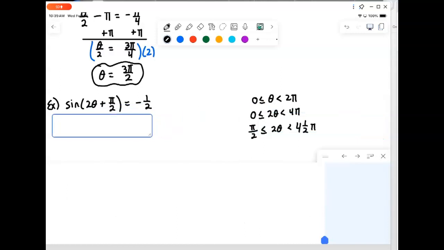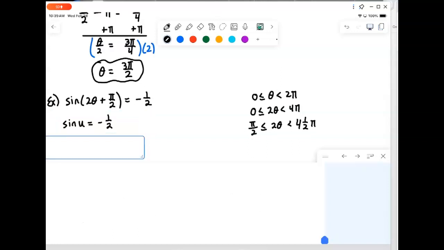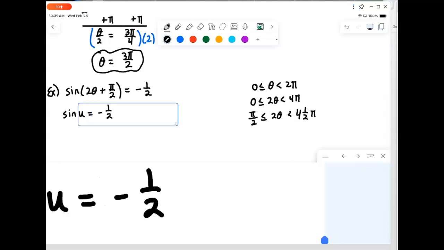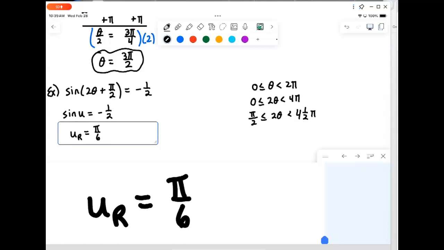Okay. So once again, same process as before. Replace that stuff with a dummy variable u. We then need to figure out our reference angle, because that's not a quadrant value. If that was a quadrant value like 1 or 0 or -1, right, then we wouldn't bother with a reference angle. We would just start using the unit circle definition to figure out the ones we need. So here we have sine u equals -1/2. That is an exact value.